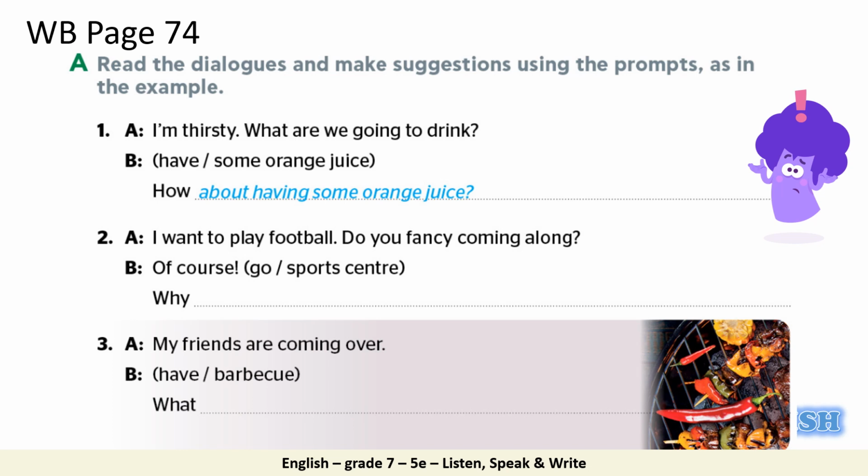In the example, A, I'm thirsty. What are we going to drink? The prompt, have some orange juice. You're going to use the prompt to make a suggestion. So it will be, how about having some orange juice? Now it's your turn to answer question 2 and 3. Please pause the video, answer the questions on your own, then unpause the video to check your answers.